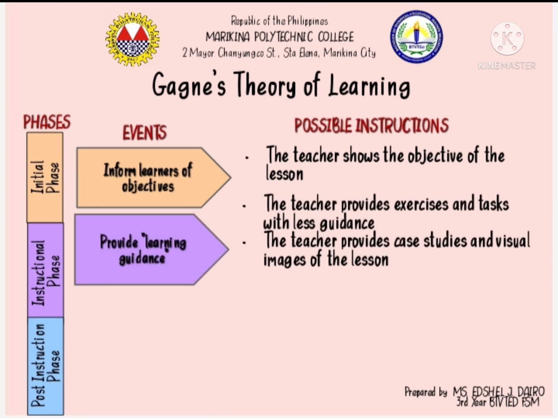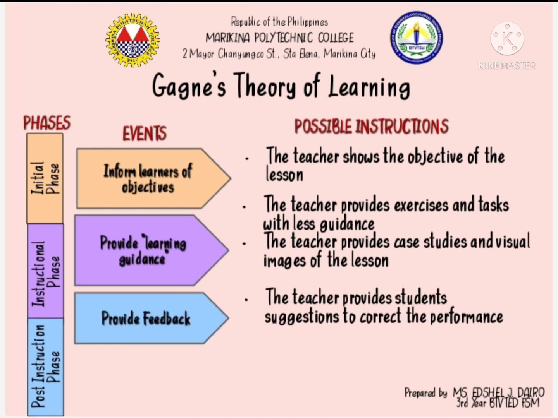The second event in the instructional phase is provide learning guidance. So we have here two possible instructions. First, the teacher provides exercises and tasks with less guidance. Second, the teacher also provides case studies and visual images for the lesson.